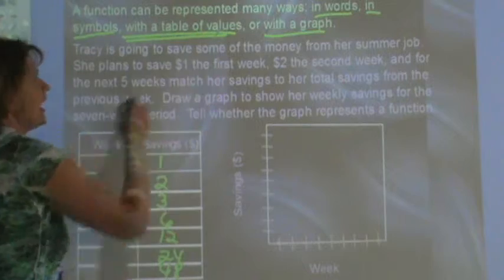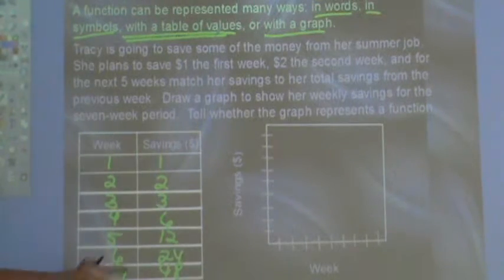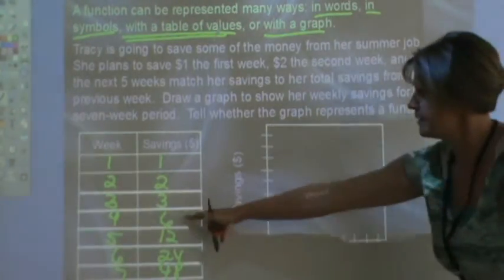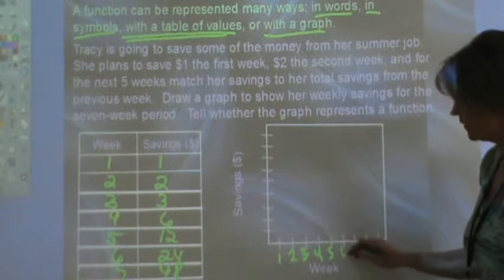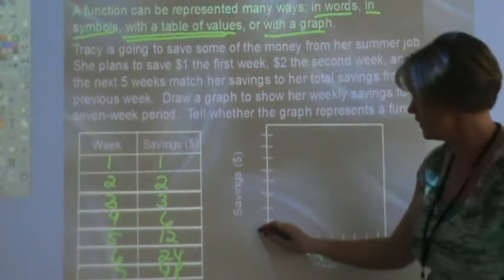Okay, so this is looking at it in a table of values. All right, with a graph, let's take that same information and put it in a graph. So we've got 1, 2, 3, 4, 5, 6, 7, 8. Okay, we got 9 weeks.